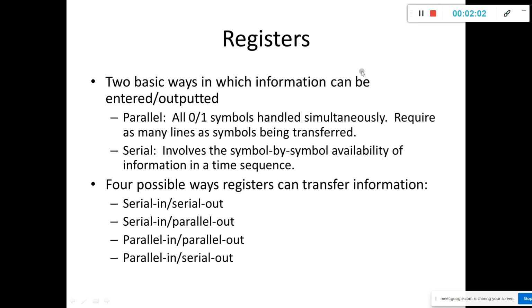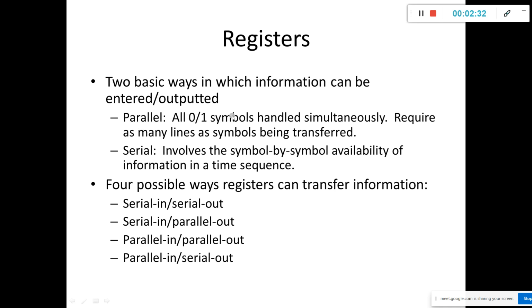Two basic ways in which information can be entered. The manner in which we enter the data into the registers and take the output from the registers. There are two ways: one is parallel and another one is serial.